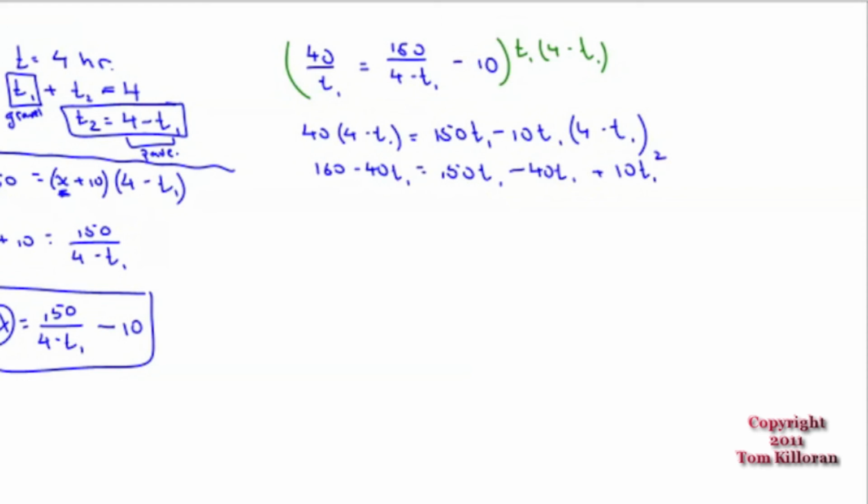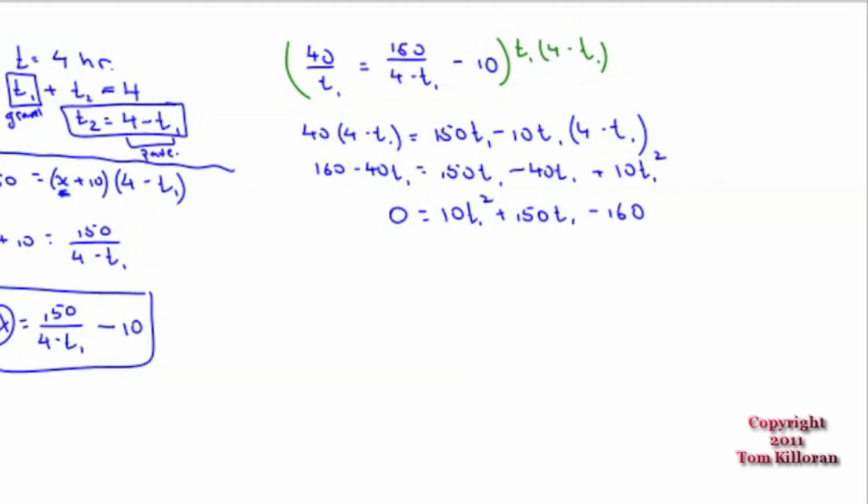Set it equal to 0. So we're going to bring the 40 t sub 1 and the 160 across. Combine these two. Oh, wait a minute. The 40s are just going to cancel. So we're just left with 150. I'm going to put this one first: 10 t sub 1 squared plus 150 t sub 1 minus 160. Just make sure you're awake and not texting.